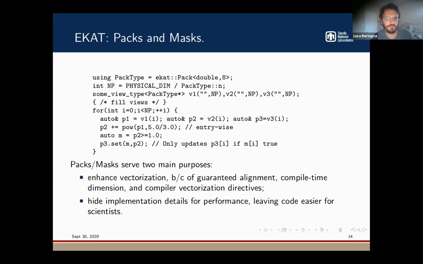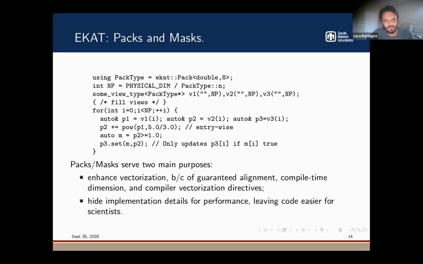For instance, we can do an overloaded power operation, which does a pack, a vectorized version of the power function. But we can also update quantities in a masked way. In the line "m = blah", I build a mask where pack 2 is greater than 1, and then I update pack 3 only on those quantities, trying to vectorize. So packs and masks have two main purposes.